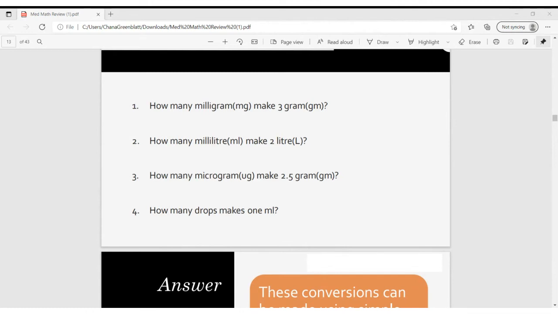Okay. Just bear with me. Just stop sharing the screen. Canvas is not like Microsoft Teams.